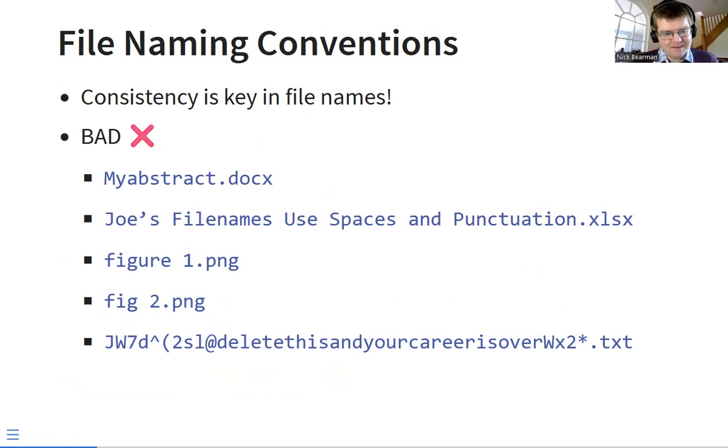Some bad examples of file names. Here we've got myabstract.docx. Capitals are not consistent there. And then we've got Joe's file names using spaces and punctuation. So no spaces, no punctuation. Figure 1 PNG, Fig 2 PNG, they're not too bad, but they have got spaces in, which would be good to avoid. And then lastly, that horrible example at the bottom there, delete this and your career is over, not a good start, but also all sorts of random characters in there. And certainly on Windows, it will not let you put a star or a bracket in the file name. It will give you all sorts of error messages, so avoid those.